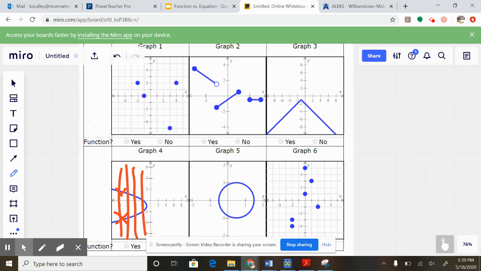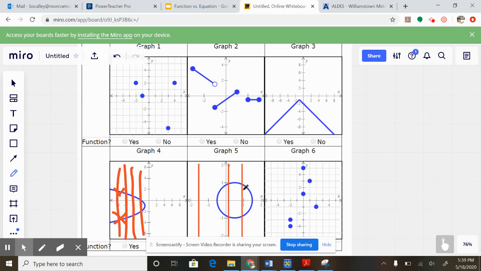Same type of thing if I use this circle, touches at two spots. It touches right here, and it touches right here. Same thing. Now if I do it over here, it doesn't touch anything, but that's not the idea. The idea is this red line is going to scan across my graph, and if it touches at 2 points or more ever, then it's going to fail the vertical line test. So that again is not a function.